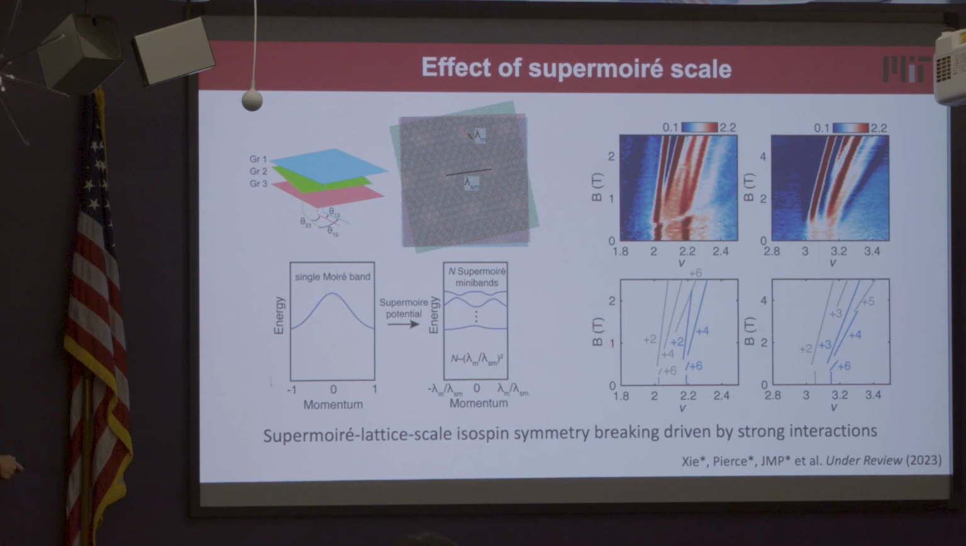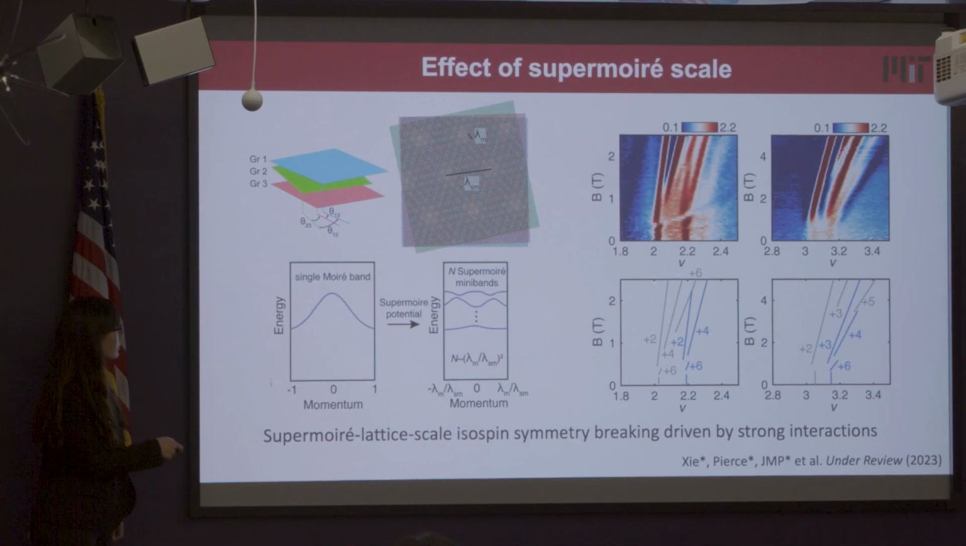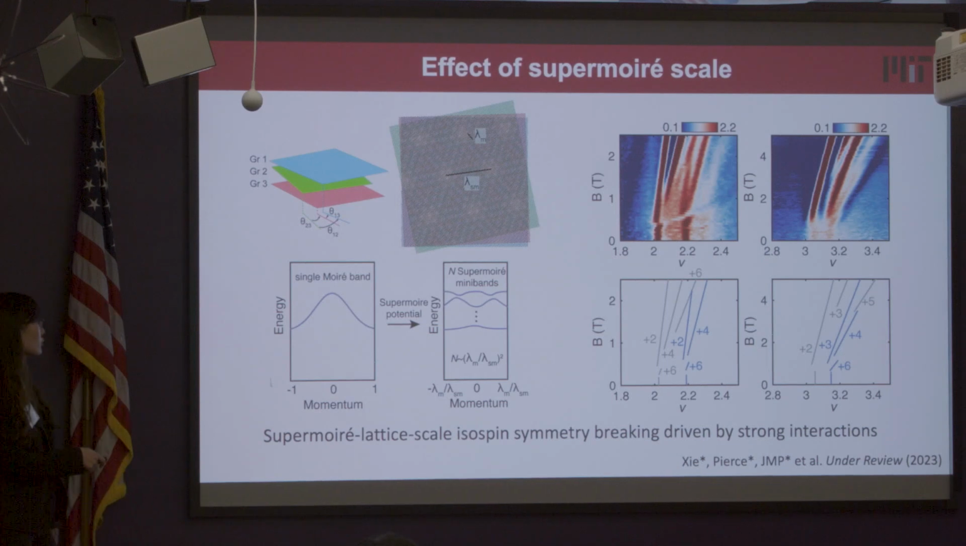So you can see, in addition to the original flavor symmetry breaking at the half filling in the flat band as shown in these gray fans, we have an extra fan that's next to it that's shown in this blue, which is coming from this larger supermoire scale filling.